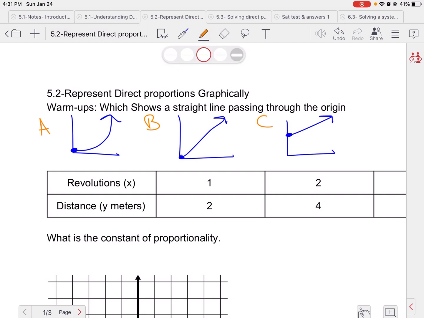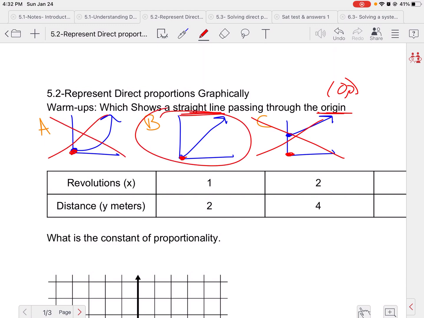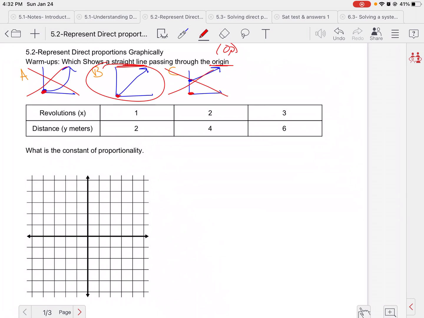Okay. Now, when we're talking about the origin, remember that is the point (0, 0), or this nice little point here. So I can already see that C does not go through the origin, so it's not C. A and B both go through the origin, but it says a straight line, and B is a straight line, and A is not. It's a curved line. Okay, so what we're going to do is look at this next example here.